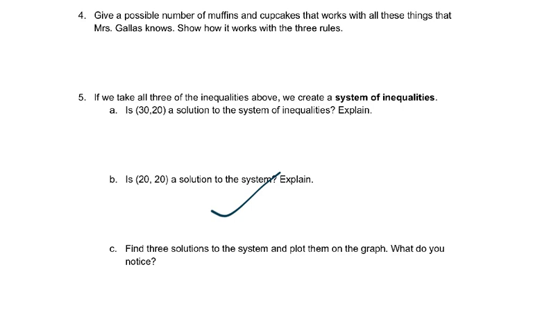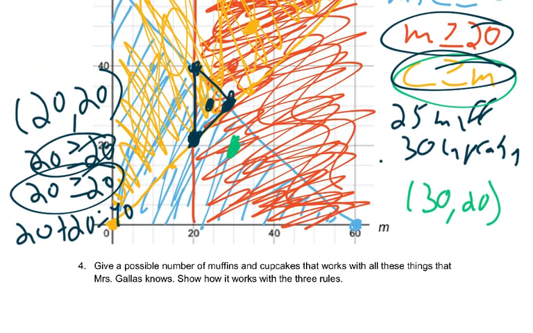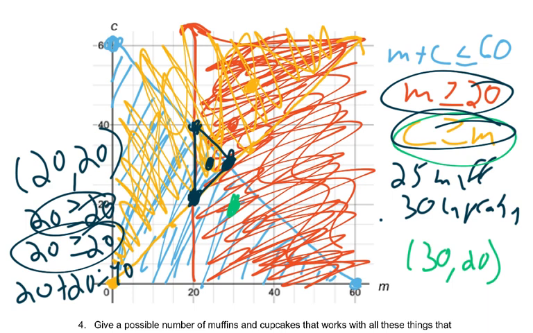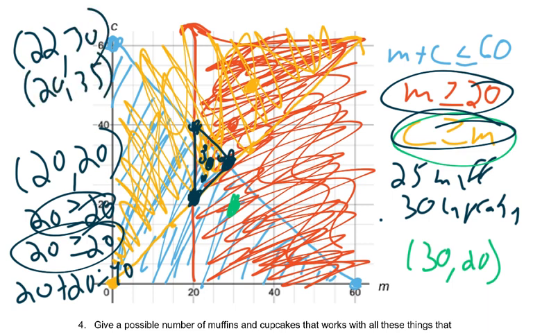Find 3 solutions to the system and plot them on the graph. What do you notice? Well, I could just plot any 3 points in this area. I could pick this point here, this point here, this point here. Really doesn't matter, right? So something like 22, 30, that's a solution. Something like 20/35, that's a solution. Something like 25/30, that's a solution. As long as it's within that triangle, any possible combination of muffins and cupcakes will work, provided, once again, that it's in the overlapping area where all of the colors are existing.